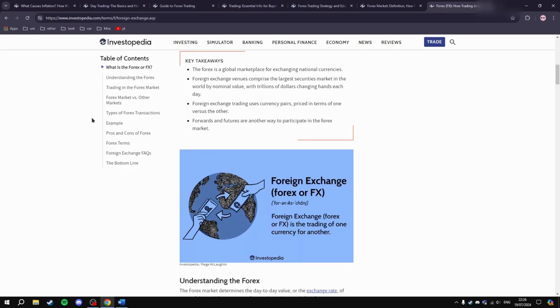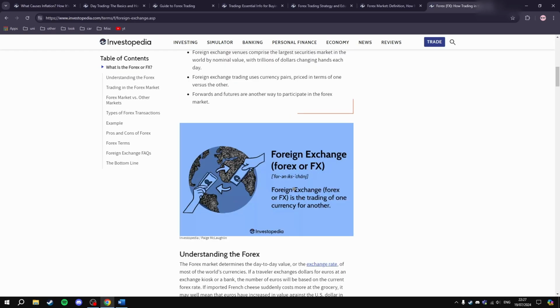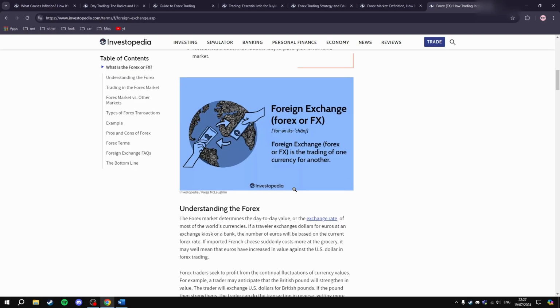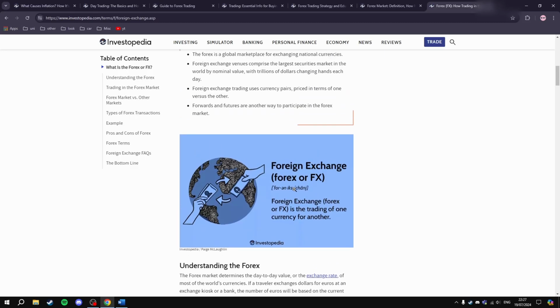Key takeaways. The Forex is a global marketplace for exchanging national currencies. Foreign exchange venues comprise the largest securities market in the world by nominal value, with trillions of dollars changing hands each day. Foreign exchange trading uses currency pairs, priced in terms of one versus the other. Forwards and futures are another way to participate in the Forex market. Foreign exchange, Forex or FX is the trading of one currency for another.